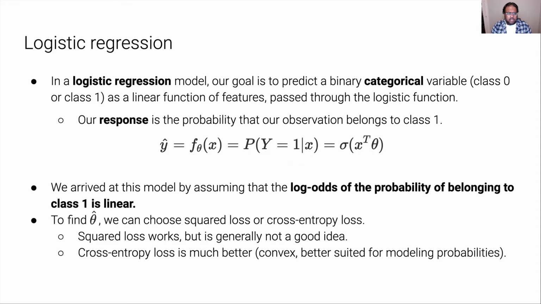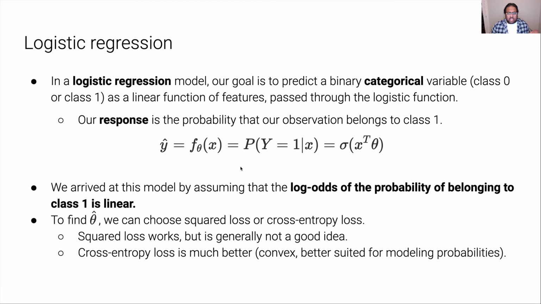In this last video, I want to summarize some of the key ideas that we talked about and also look at a quick demo. So, what is logistic regression? Well, our goal with logistic regression is to predict a binary categorical variable, so either a 1 or a 0, as a linear function of features passed through this nonlinear logistic function. And we are modeling the probability that our observation belongs to class 1.